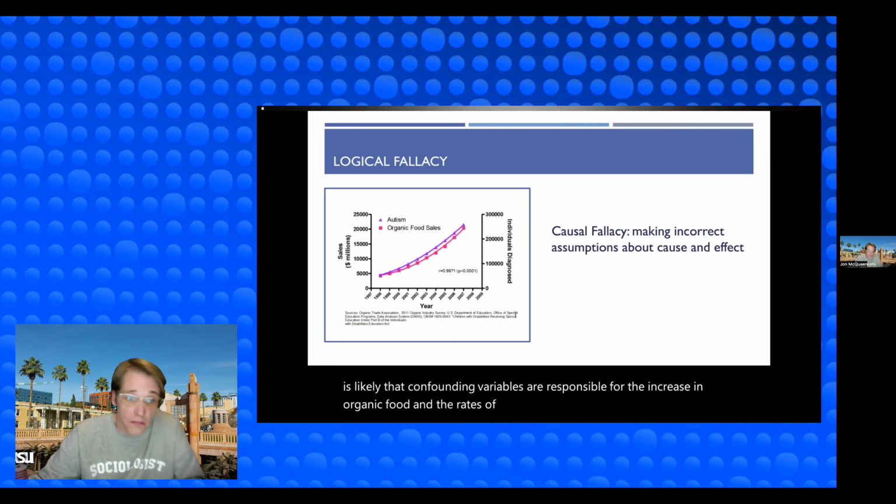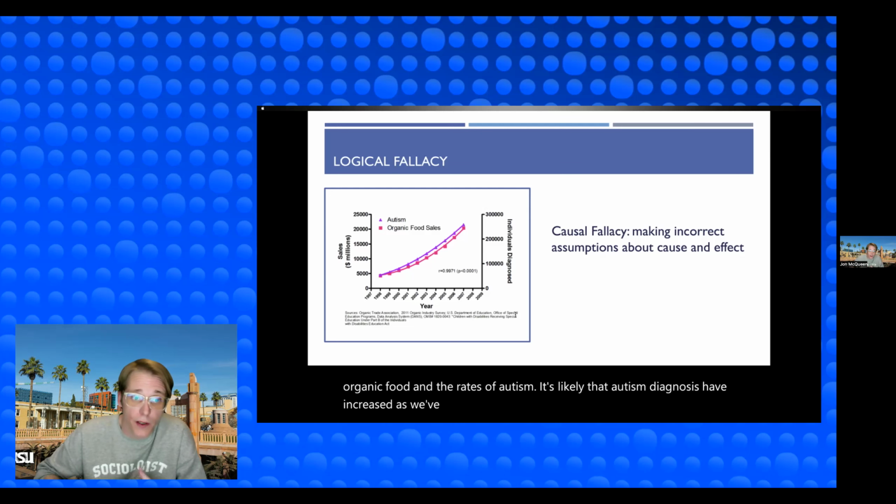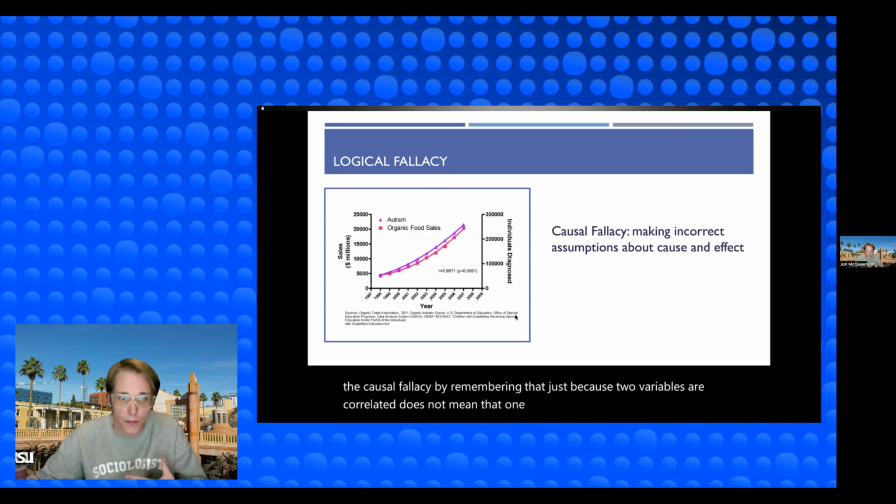Instead, it is likely that confounding variables are responsible for the increase in organic food and the rates of autism. It's likely that autism diagnoses have increased as we've gained better understanding of autism and better tools for evaluating children who are impacted by this. At the same time, with the increase in information available, people have learned more about the food industry and health, resulting in more people choosing to purchase organic foods over non-organic foods. It's important when interpreting research to not engage in the causal fallacy by remembering that just because two variables are correlated does not mean that one variable causes the other.